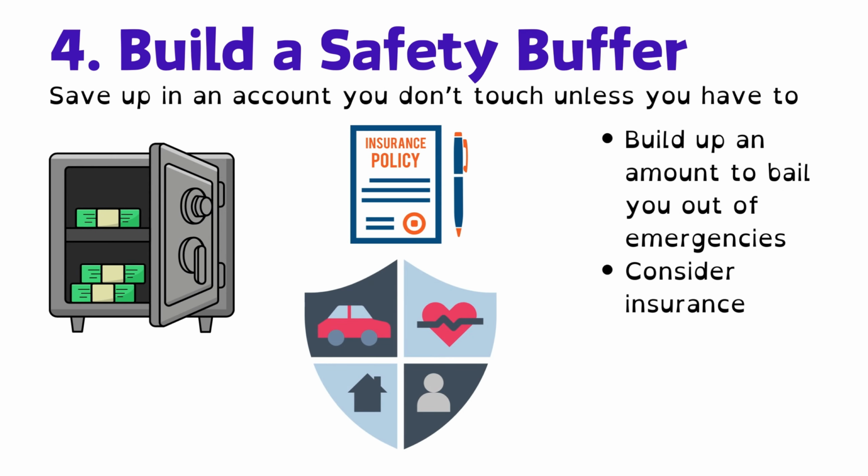4. Build a safety buffer. To protect yourself from the risk of running out of money due to unforeseen circumstances like medical expenses or car repairs, you should build up what's called a safety buffer. This can be a savings account that you do not touch unless there is an emergency. Another way to protect yourself from risk is by purchasing insurance, particularly for vehicles and homes. If you have a family depending on you, you may want to consider life insurance, permanent disability insurance, and income protection. These are normally options in your superannuation account for more fees.